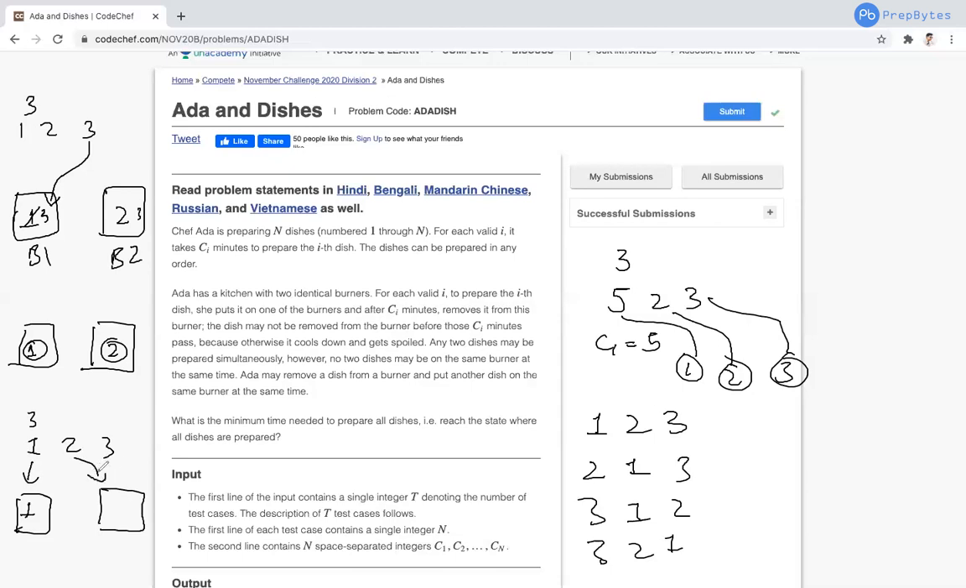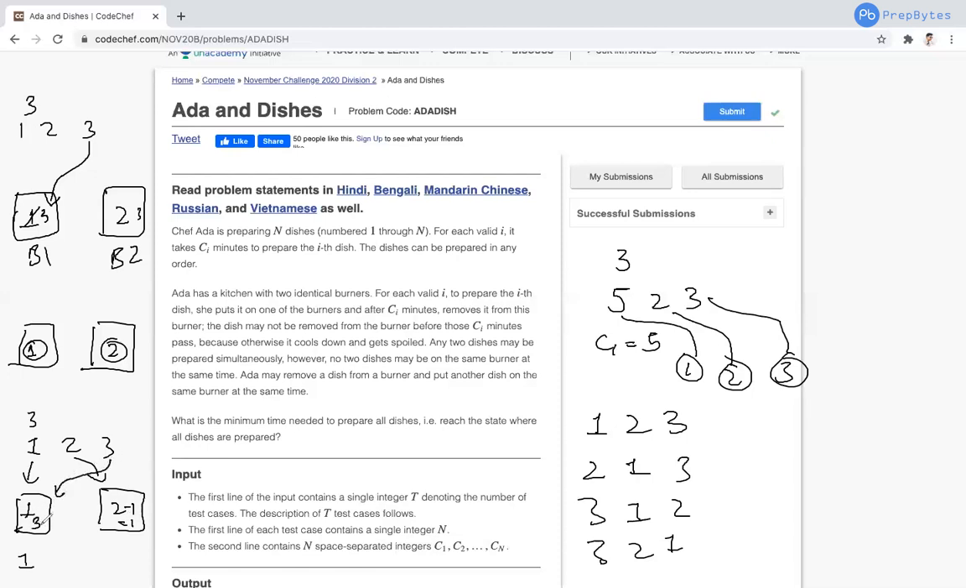Second dish I picked up and placed in burner 2. After 1 minute, this got prepared, and this is still being prepared. 2 minus 1 is equal to 1. This one, after 1 minute, requires one more minute. Now this, which is empty after 1 minute, so this 3 will come here.